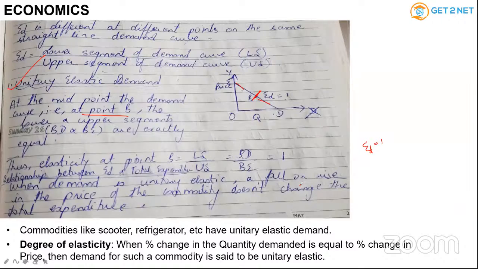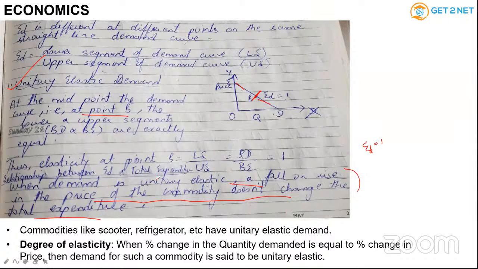When demand is unitary elastic, a fall or rise in the price of a commodity does not change the total expenditure. This is what will come in your NET question. In which case does a fall or rise in the price of the commodity not change the total expenditure? It will only happen in case of unitary elastic. Always remember this point.